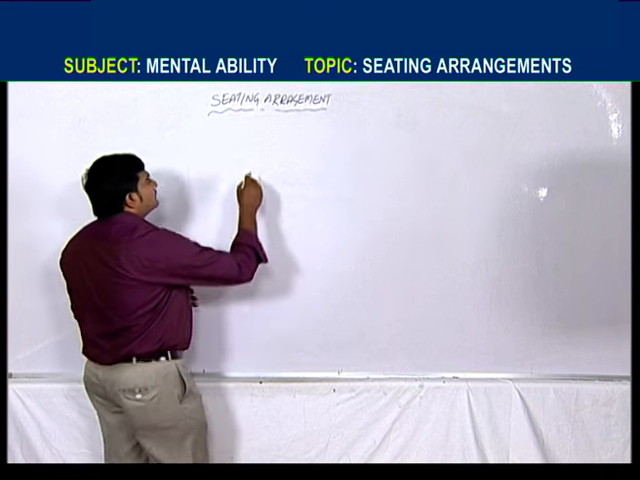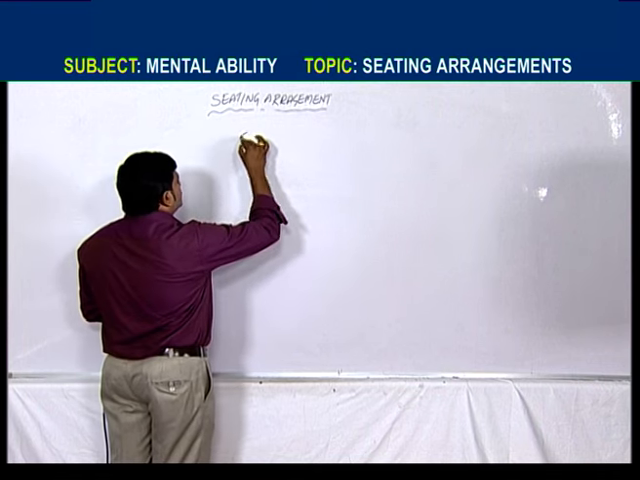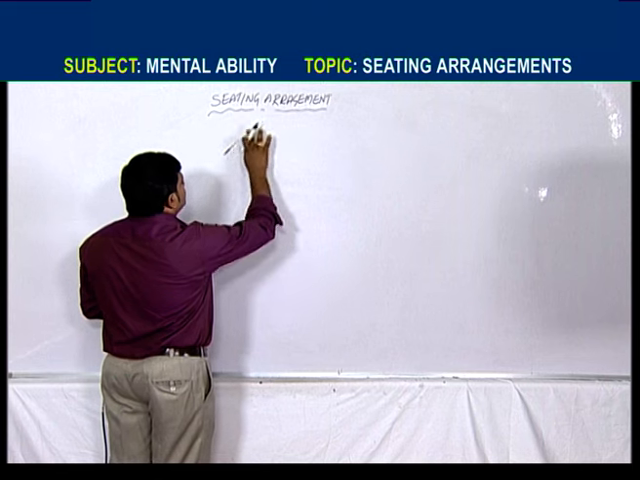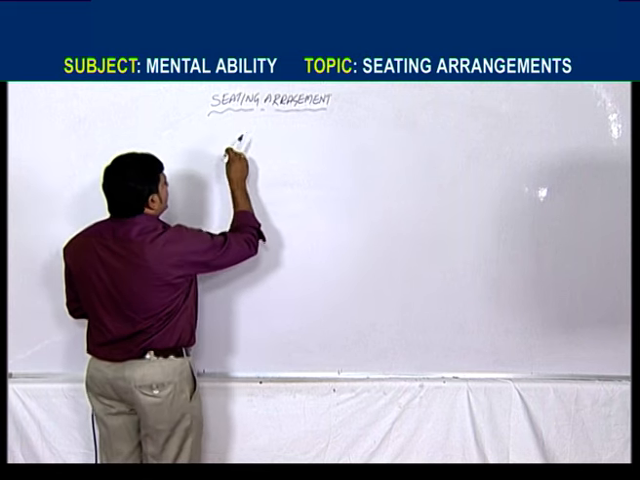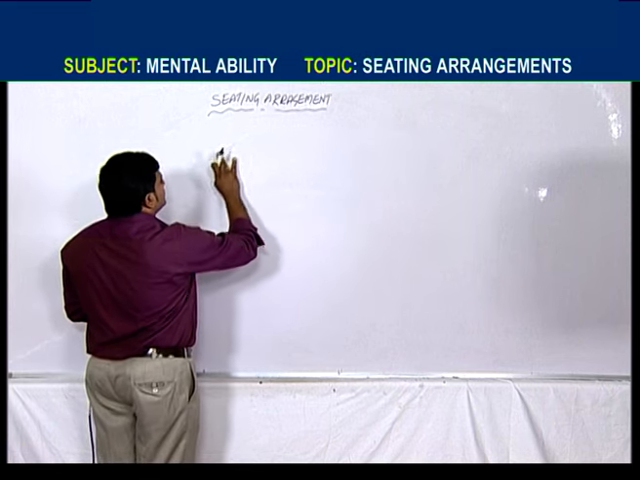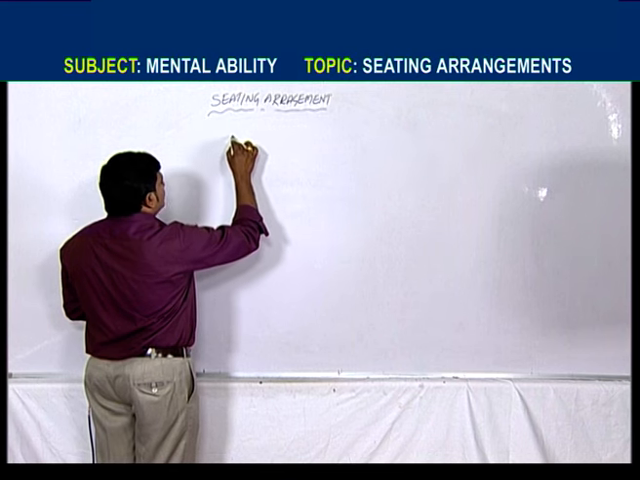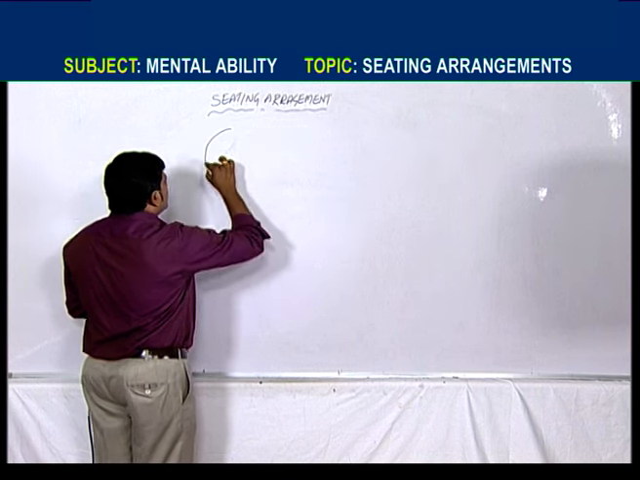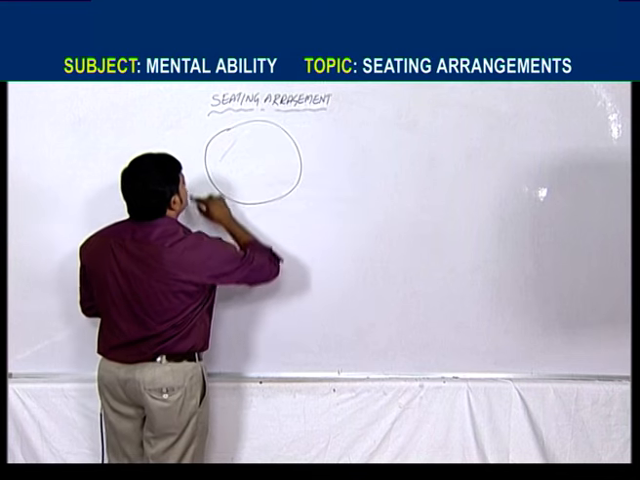8 objects are there. Whenever he mentions 8 objects, the 8 objects can be taken as follows. See, the objects are arranged like this. Anyhow, some questions will be given. We will take some questions also.